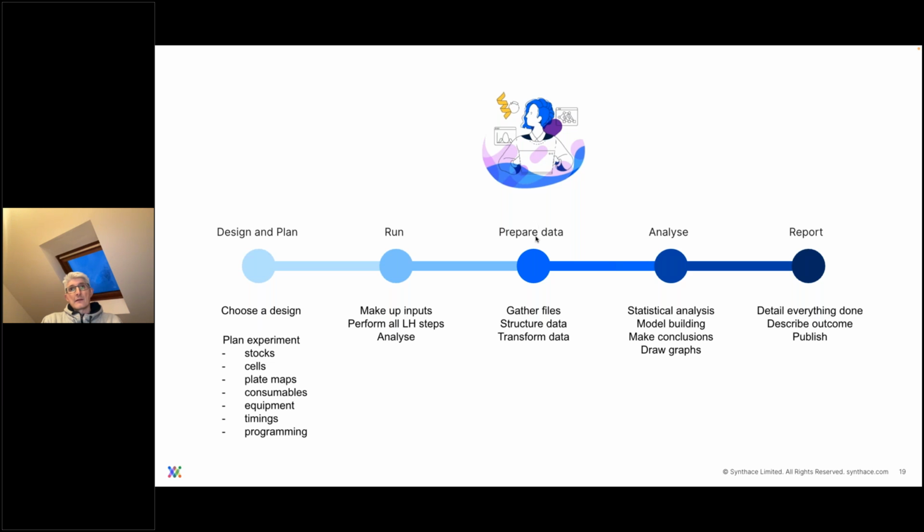And then you go into preparing the data, you gather files together, structure the data, and often you need to transform the data into a form which actually is meaningful to your biological system. And then finally, you go into statistical analysis, you build models and you draw conclusions, and you'll often draw some graphs in order to illustrate those conclusions. And those can then go into your report where you can detail everything that you did, describe what the outcome was, and publish in some form, either in the academic literature or internally as a report.